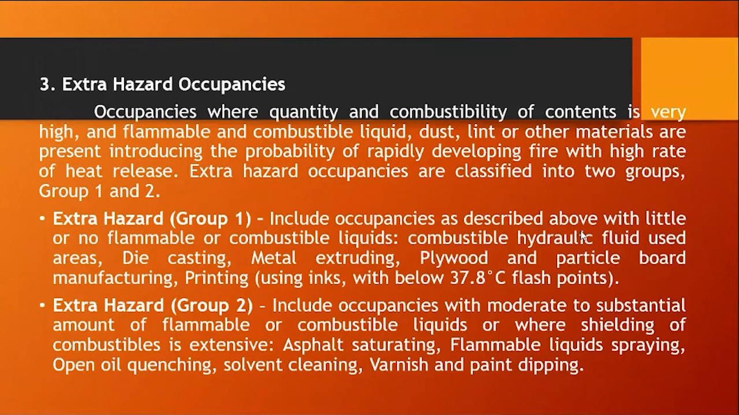Extra hazard occupancies are classified into two groups. First is group 1, which includes occupancies described above with little or no flammable or combustible liquids. Combustible hydraulic liquids use area like die casting, metal extruding, plywood and particle board manufacturing. Next is group 2, which includes occupancies with moderate to substantial amount of flammable or combustible liquids or where shielding of combustible is extensive. Asphalt, for example, asphalt saturating, flammable liquid spraying, open oil quenching.